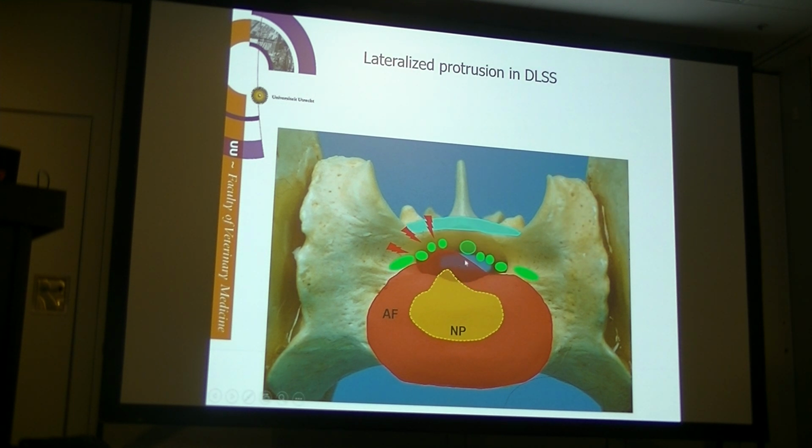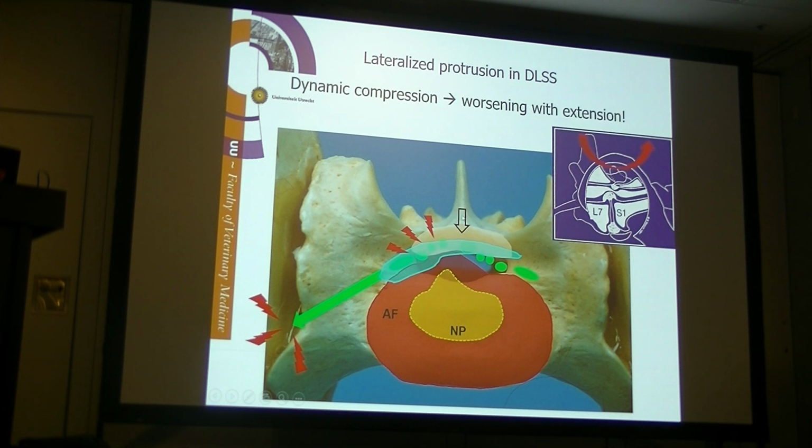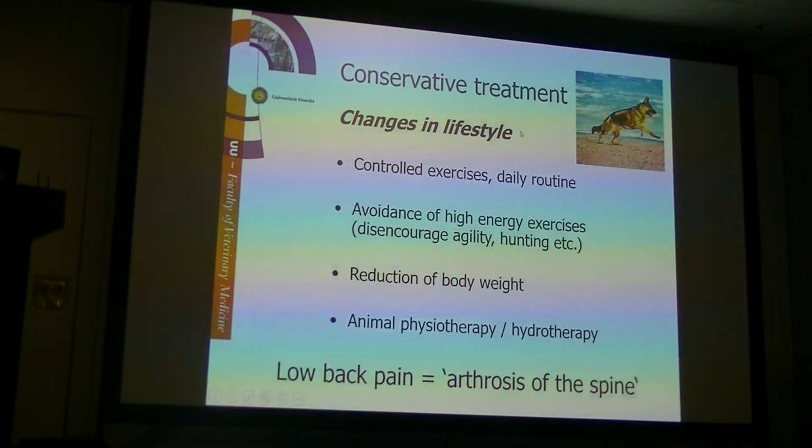If the protrusion is to one side, if it is not central but a lateralized protrusion, then this may irritate these nerves that go directly to the sciatic nerve, to the hind limb, and you may get root pain. We call this the referred sciatic pain. It's called the root signature. And again, with compression, with extension, we get dynamic compression and worsening of the symptoms. I'll talk a little bit more on that in the next presentation.